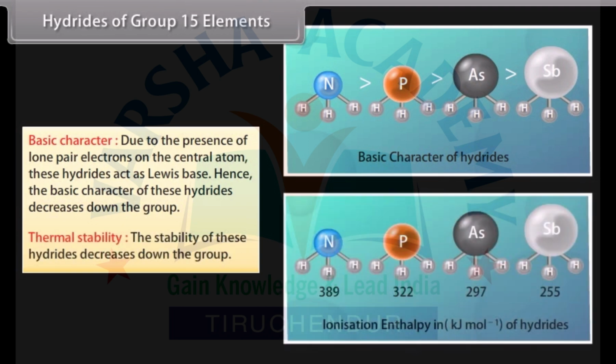Thermal stability. The stability of these hydrides decreases down the group. This can be explained in terms of their bond dissociation enthalpy, which decreases down the group.